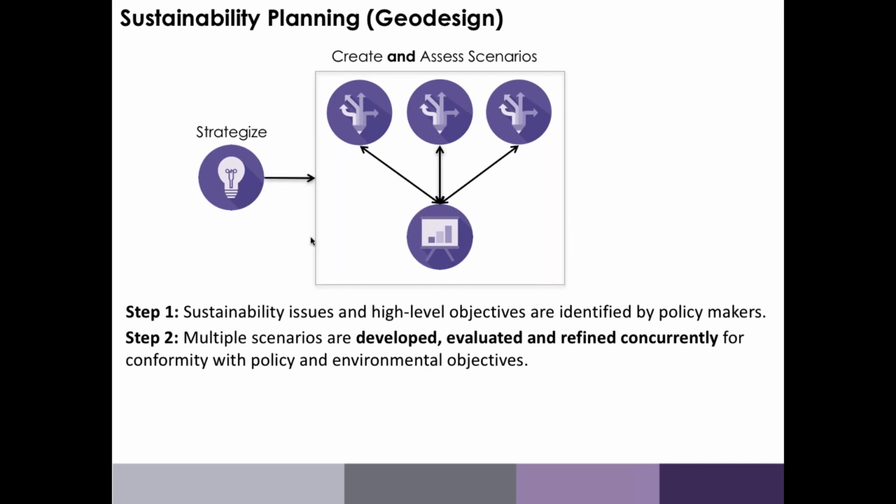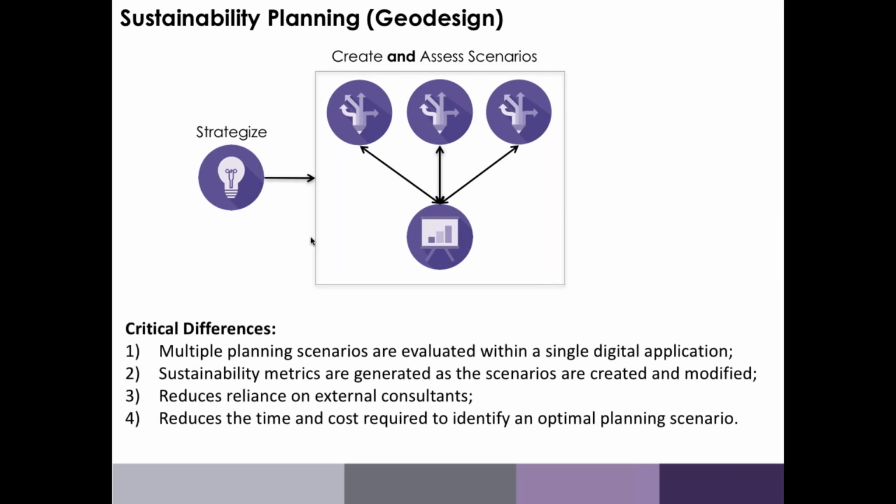What we've been doing, and these are research tests that we've conducted with a technology that we developed, is seeing how people are able to look at the scenarios that have been developed and then, in real time, after they've had a chance to review the indicators, modify those scenarios until what they're looking at and proposing gets closer to what they consider to be a more sustainable outcome. And then ultimately, we were able to get something which addresses these four key points. With our geodesign capabilities, we're trying to get multiple scenarios embedded and evaluated within a single digital application. We're trying to develop capabilities where sustainability metrics are generated as scenarios are created.